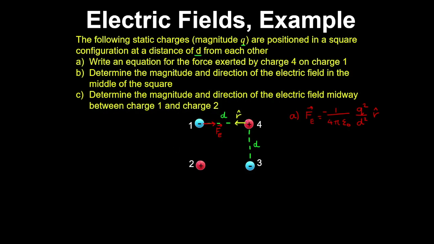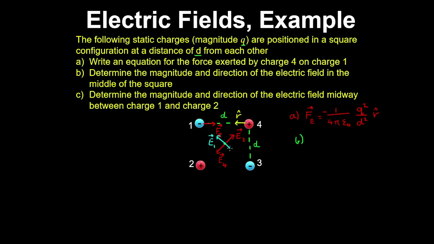Now part B asks us to determine the magnitude and direction of the electric field in the middle of the square. So suppose we place a test charge in the middle here, then this test charge is going to have an equal distance to all of those charges. And the positive charges have an electric field that points away from them. So this will be the electric field due to charge 4, and this one here is due to charge 2. And charge 1 has an electric field pointing towards it.